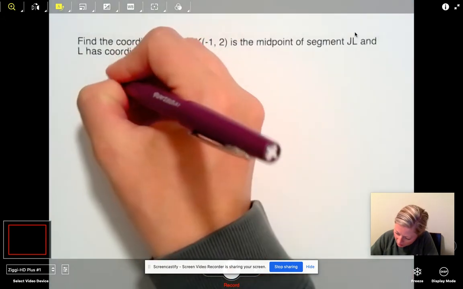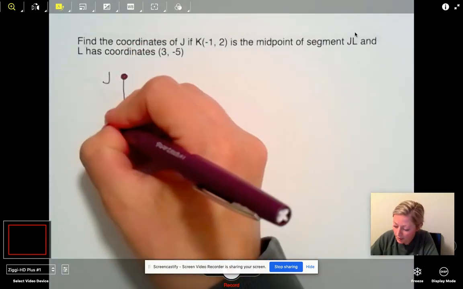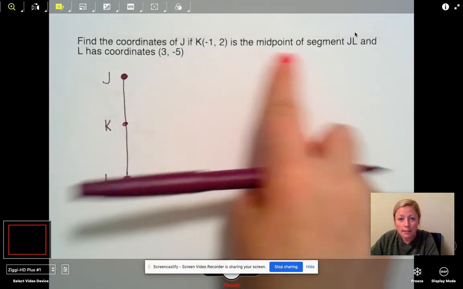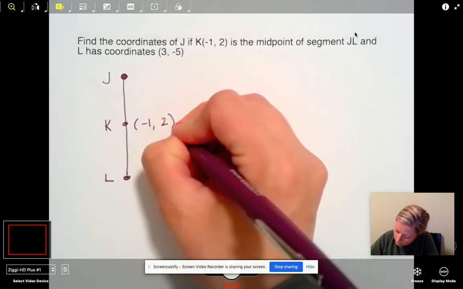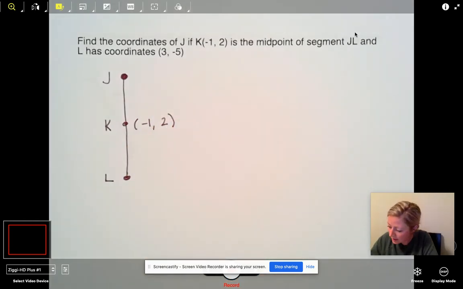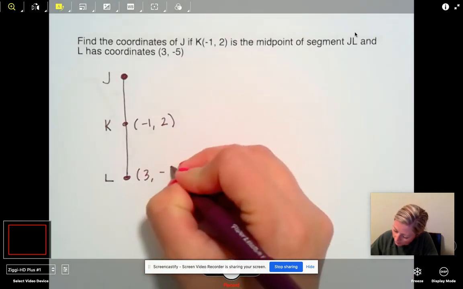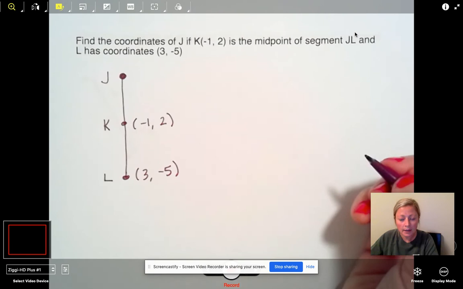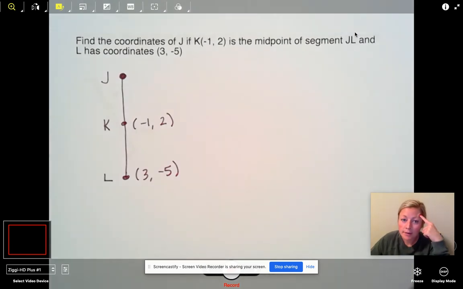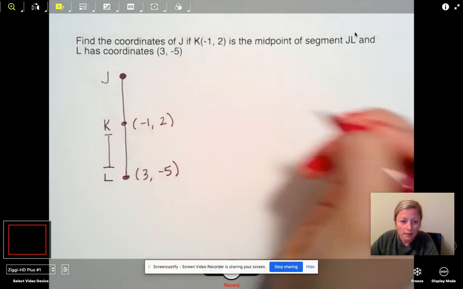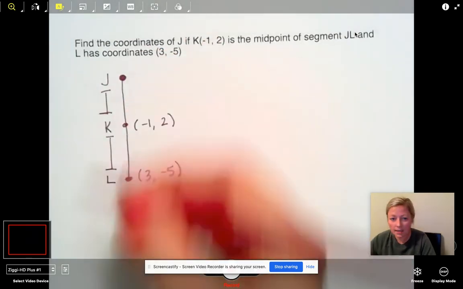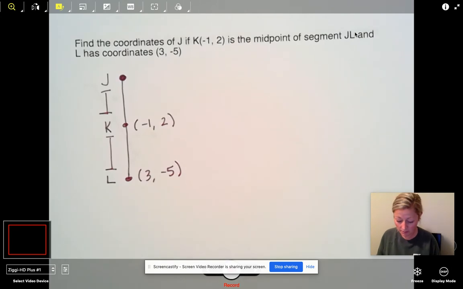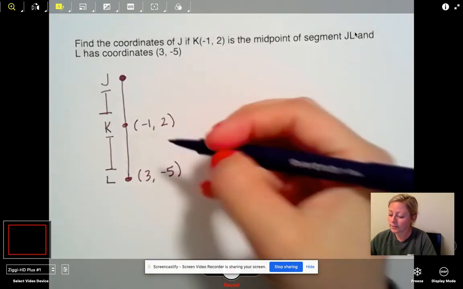So we have a segment JL, and we know K is the midpoint. So now let's label what else they give us. They tell us K is at (-1, 2), and L is at (3, -5). And we are looking for the ordered pair of J. So now we need to remember, if we know the midpoint, we know that this is the middle. So then from K to L has to be the same length as J to K. So it's really quite simple when you think of it in terms of that.